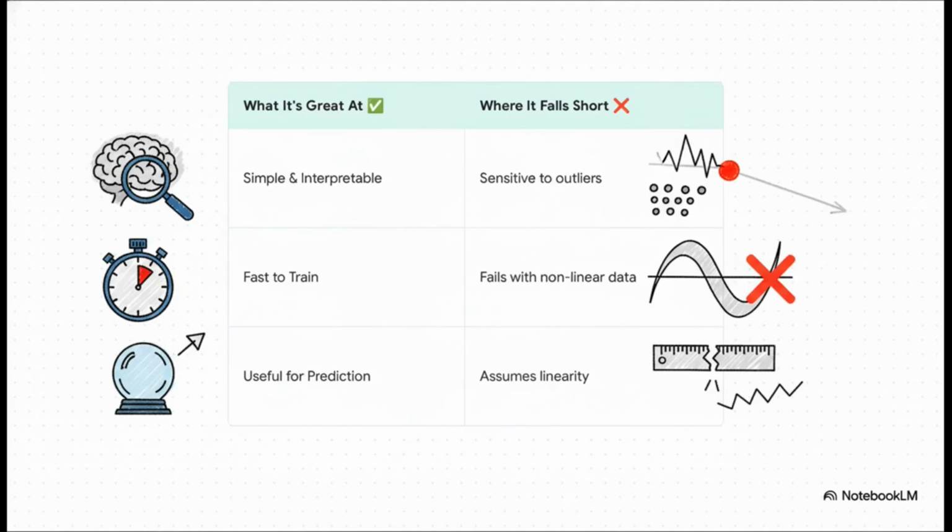The awesome thing about it is that it's simple, it's fast, and the results are pretty easy for us humans to understand. But it does have an Achilles heel. It assumes the relationship is a straight line. If the real pattern is a curve, linear regression will miss it completely. It's also really sensitive to outliers. A few crazy data points can literally pull the whole line off course and totally wreck your predictions.